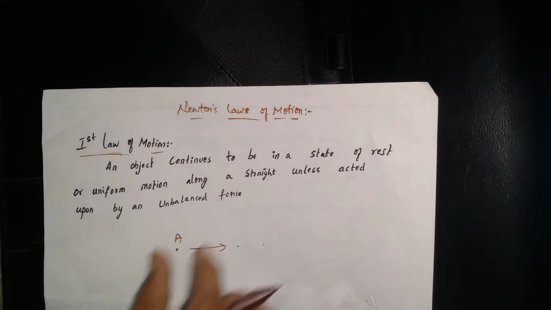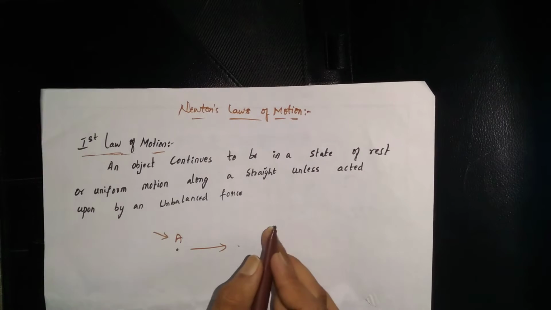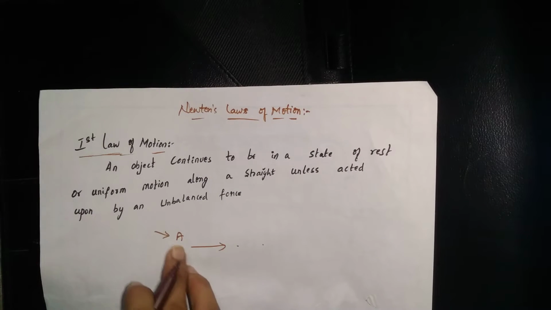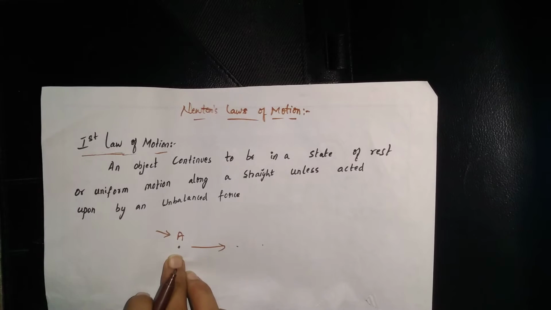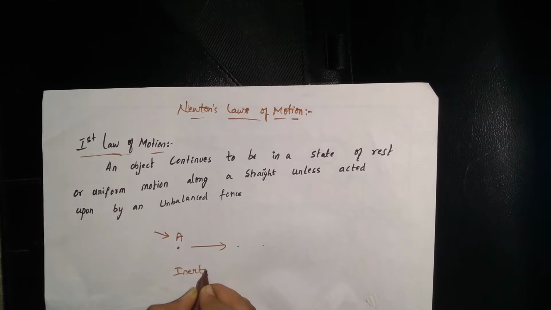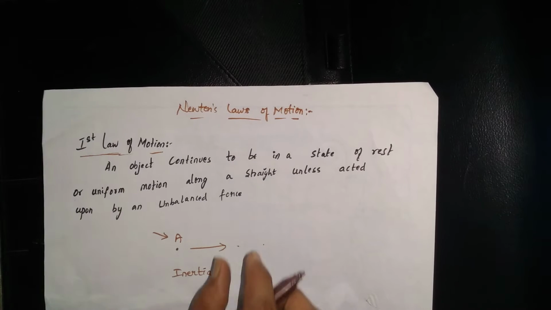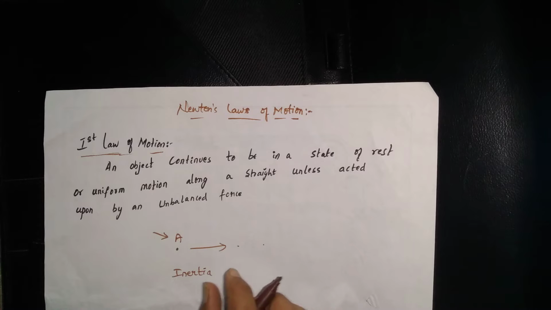If an unbalanced force acts on it, then it will move. If it remains at rest, then it is called inertia. If an object remains at rest, then it is called inertia of rest. If an object is moving, it is moving with inertia of direction along a straight line.